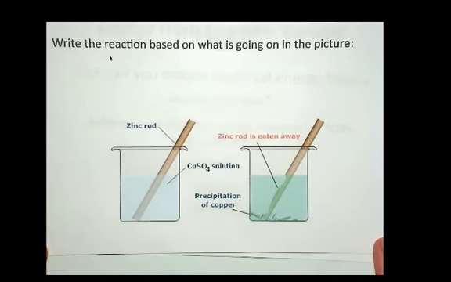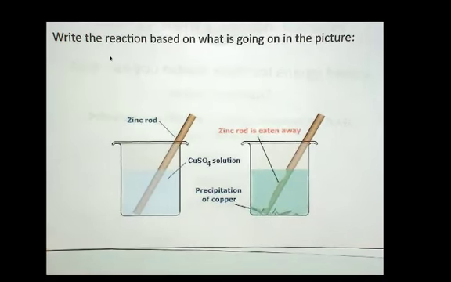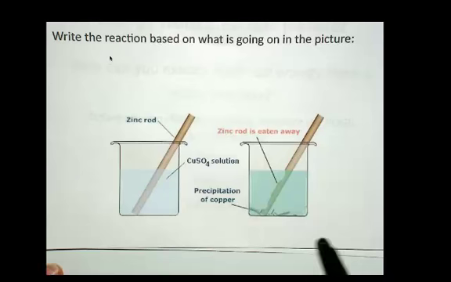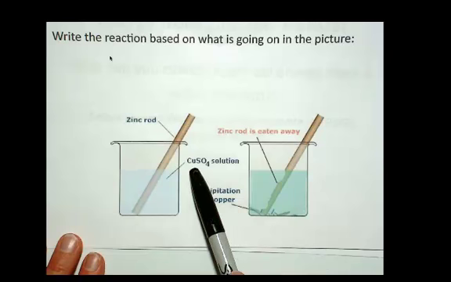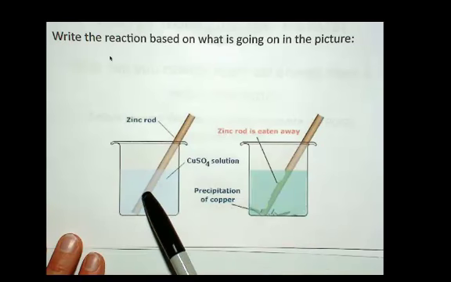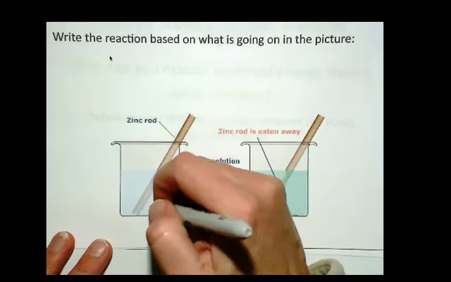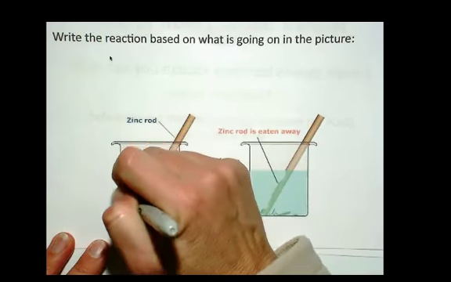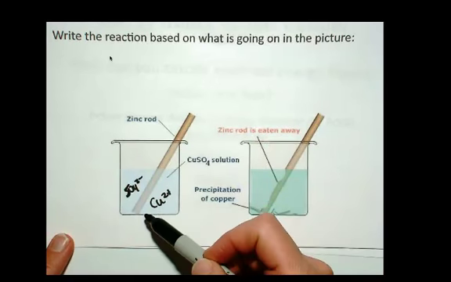I want you to look at these two pictures, and we're going to write a reaction based on what's going on in the picture so we can understand what spontaneous electron transfer means. You have a beaker with a copper 2 sulfate solution. Copper 2 sulfate is ionic, so in solution there are copper ions and sulfate anions floating around, because it's aqueous.